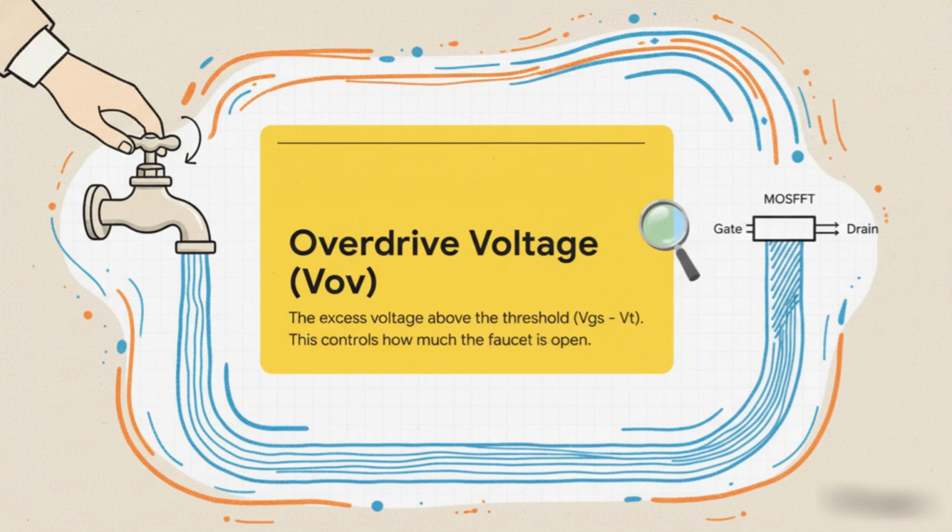And it's exactly what it sounds like. It's how much extra voltage you apply over that initial threshold. The more you crank the handle past that starting point, the higher your overdrive voltage, the wider the faucet opens, and the stronger the flow of electrons becomes. This is what gives us that really precise control.